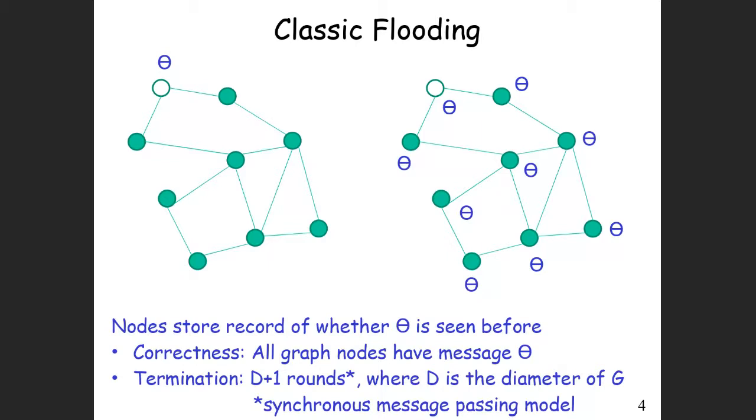So in classic flooding, this termination guarantee is achieved using storage record. Basically, nodes keep a record of whether the message theta was seen before or not. If it was seen before, then they will discard it and not forward it. That guarantees termination, and messages do not stay in transit for a long time. In the synchronous message passing model, where computation proceeds in rounds, termination is guaranteed in D+1 rounds, where D is the diameter of the graph.